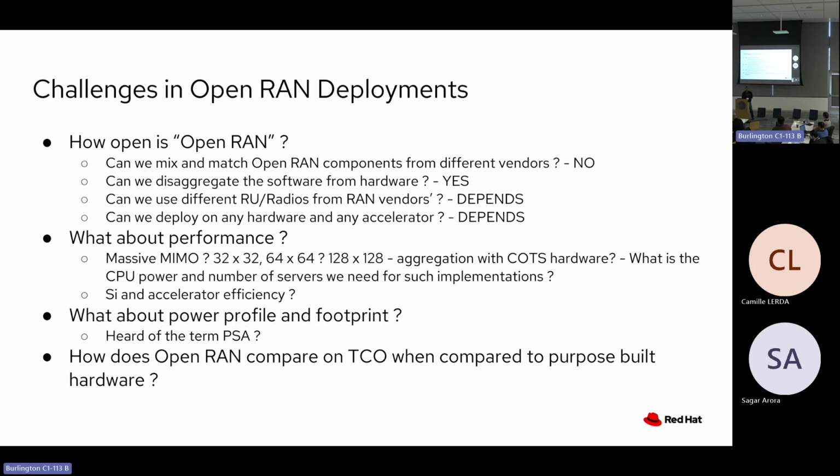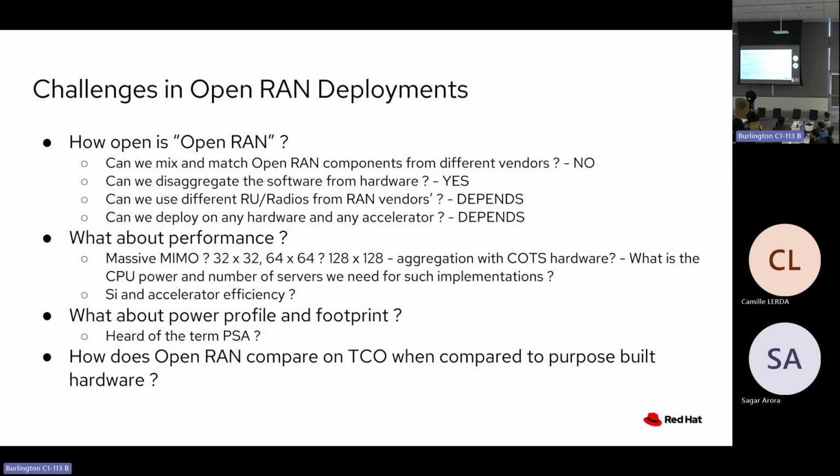Of course, the big vendors have spent an enormous amount of money and time to improve their deployment models, to optimize them. They need to be given credit for that, the 32 by 32 MIMO, 64 by 64 MIMO. And these are, by the way, real. These are not theoretical challenges.